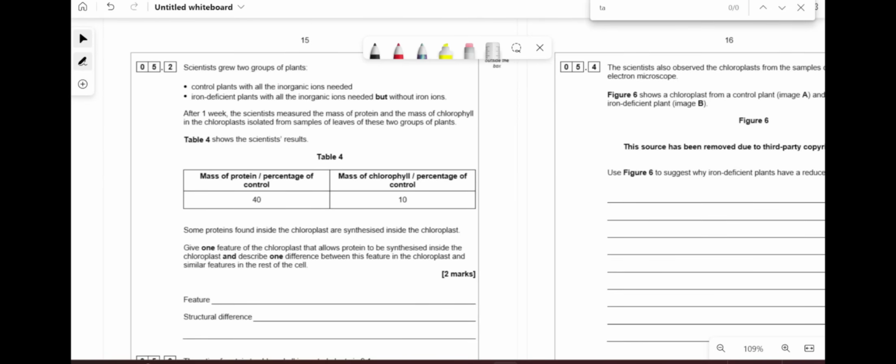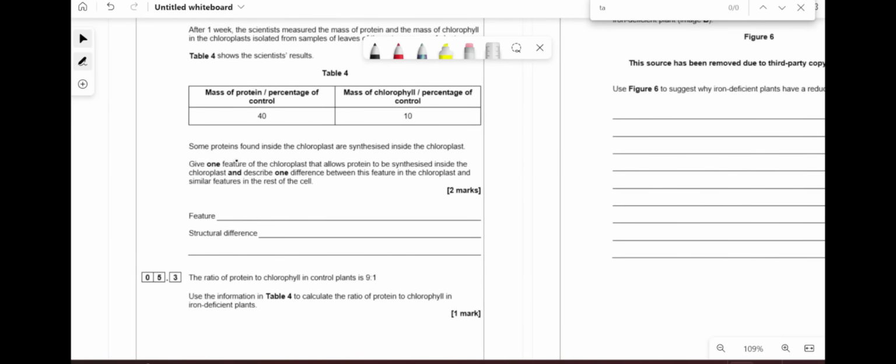Scientists grew 2 groups of plants: control plants with all the inorganic ions needed, and iron deficient plants with all the inorganic ions but not iron. After 1 week, the scientists investigated the mass of protein and the mass of chlorophyll in the chloroplasts isolated from samples of leaves of these 2 groups of plants. And here are our results. So we've got the mass of protein as a percentage of control, which is 40, and then the mass of chlorophyll as a percentage of control, which is 10.